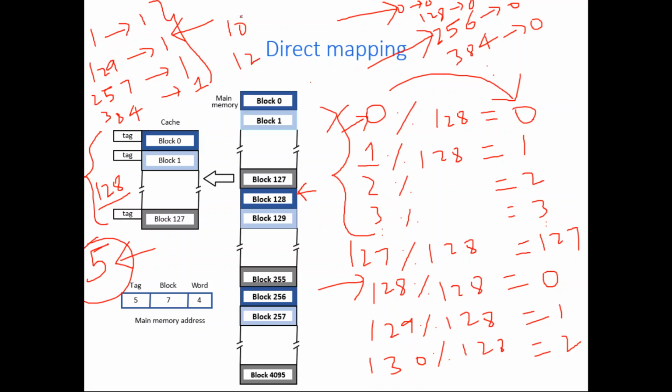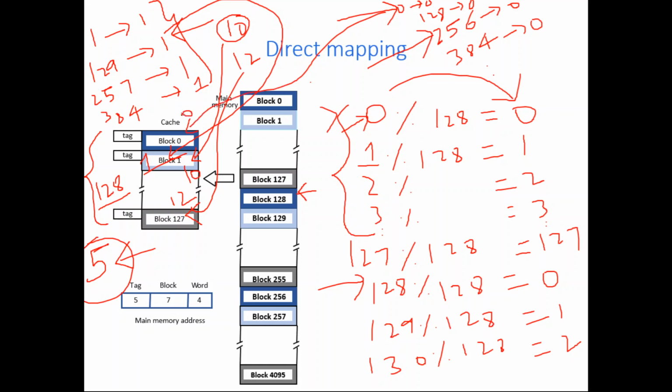Now what will happen? Block 10 of the main memory will go to block 10 of the cache memory. Block 12 of the main memory will go to block 12 of the cache memory. That is fine. Block 129 of the main memory will go to block 1 of the cache memory. That is also fine. Now say block 0 of the main memory will go to block 0 of the cache memory.